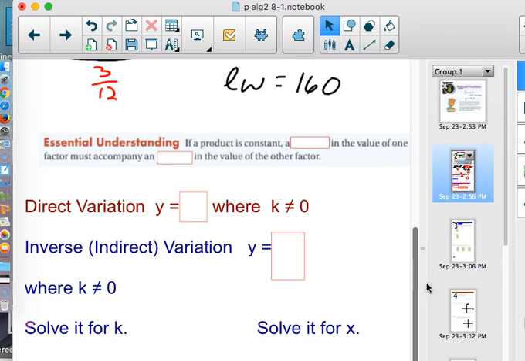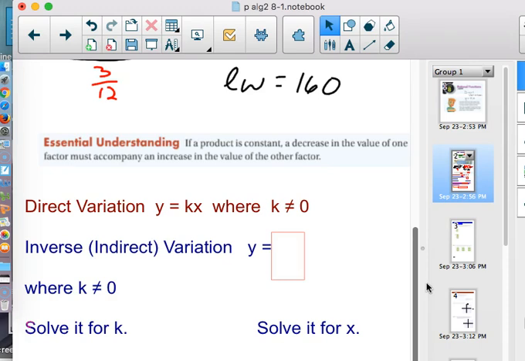Essential understanding is if a product is constant, if we multiply two things together and we always get the same thing, then that means a decrease in one accompanies an increase in the other. As one goes up, the other goes down. That's how it works. Now, direct variation was a beauty. Y equals kx. Nice little equation. Worked really easily. But our job is always to find k. That's what we need. X and y are part of the equation. They are not going anywhere at all. We need to find k.